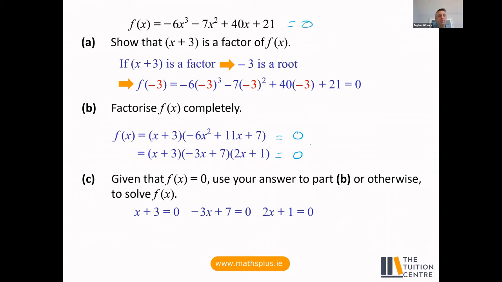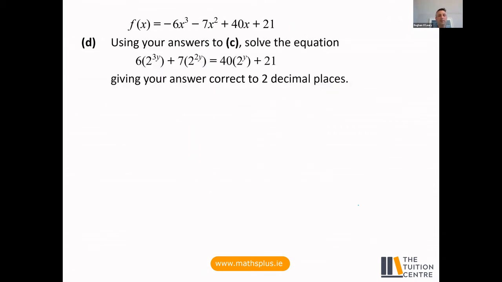3 things multiplied together equals 0. The only way that's possible is if the first is 0, or the second is 0, or the third is 0, as I have down here. When I solve that, I get x equals minus 3, x equals 7 over 3, and x equals minus a half. Now, these numbers are going to be important for the last part of this question, part D. So it was a 5 marker here for part C, relatively easy once you had part B done correctly.